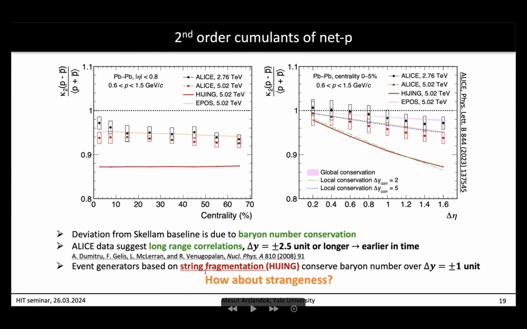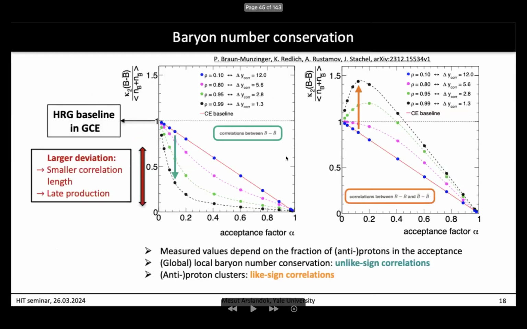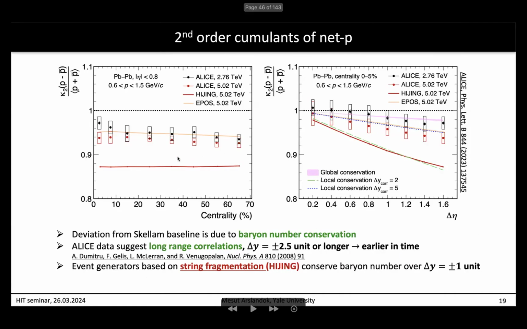And how about strangeness? Yeah, can I ask? How do you get the curves, the local conservation curves, right? Not hygiene, but the curves, yes. So these ones, how do you get them? Yeah, these ones, actually, the formulation is from the previous version. Yeah, I understand, but you need to know what alpha is, right? Yeah. So you need to know the total 4 pi number of baryons. So where do you get it?